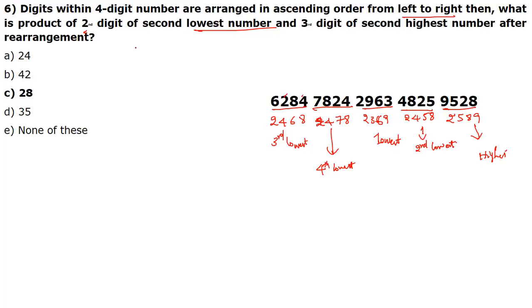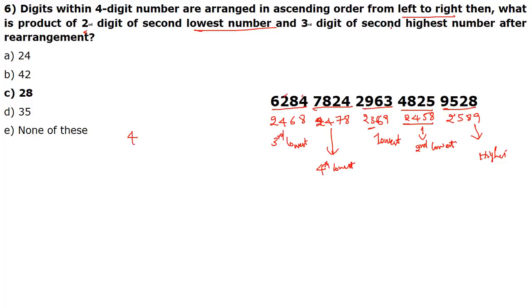So what we need to do here? We need to take the second digit of the lowest number. Sorry, we are not supposed to take the lowest here. We need to take the second lowest. What is the second lowest here? The second lowest is 2 4 5 8. So the second digit of the second lowest would be 4 here.